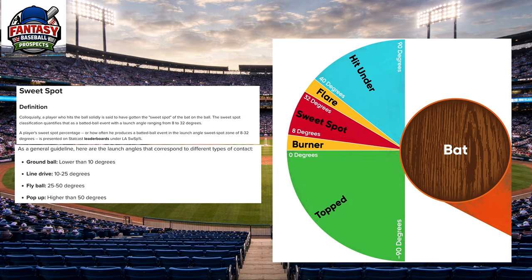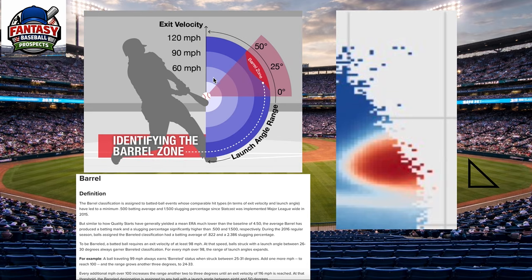However, when you start to look at next with barrels and so forth, you can see a barrel has a slightly different definition. A barrel is defined as a ball having at least 98 miles per hour exit velocity, with a launch angle between 26 and 30 degrees, and then broader from there. So when you have an exit velocity here, 98 miles per hour, and then you've got this 26 to 30, and then it expands out as you hit the ball even harder, you get a barrel. But obviously important is the launch angle and stuff like that.